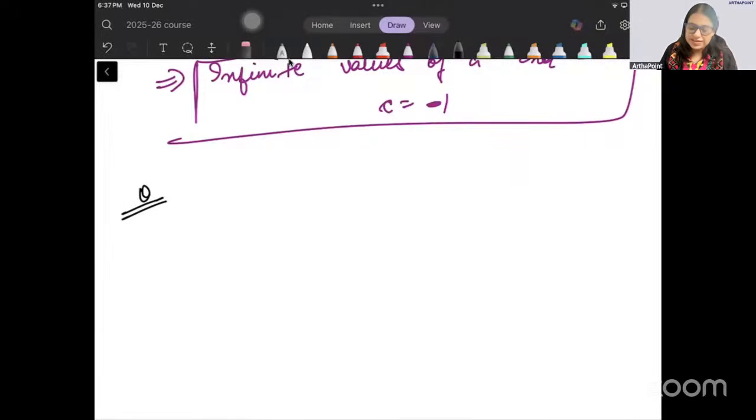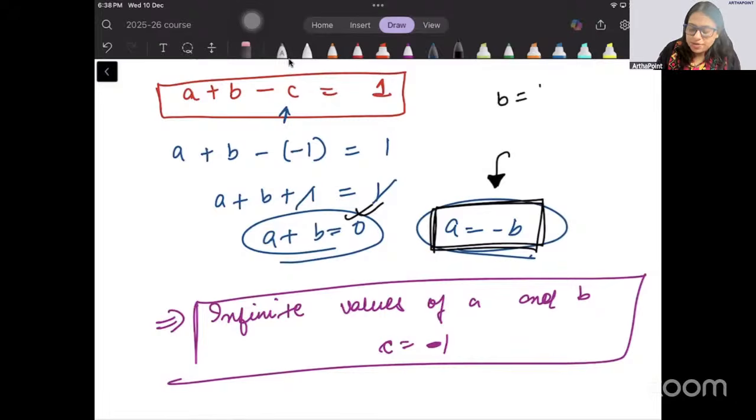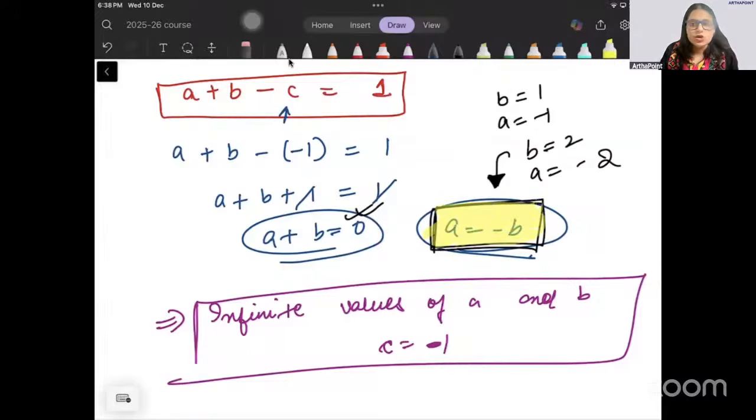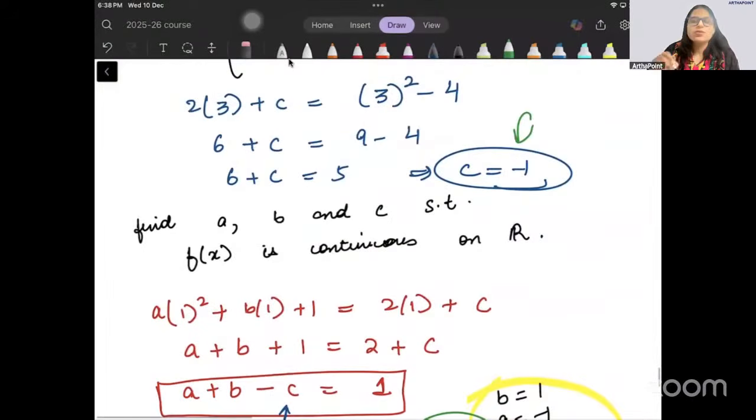Conclusion. Since I get a plus b equal to 0, it means a is equal to minus b. So I've got an equation rather than one or two values of a and b. B can be 1, a will be -1. B can be 2, a can be -2. Any a and b that satisfies this equation is fine, isn't it? So there are infinite values of a and b, and c can have only one value, which is -1. Is it clear?